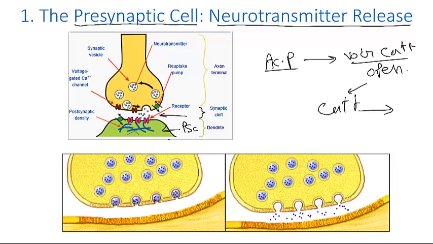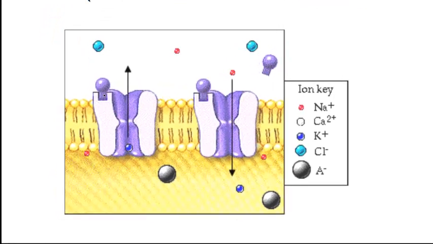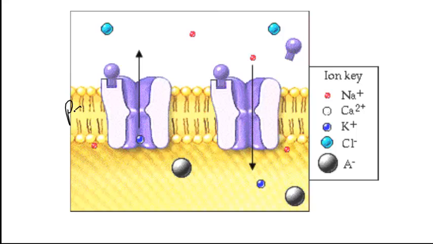Now, depending on whether it depolarizes or hyperpolarizes the postsynaptic neuron, there are different events and effects that we can see. The second step that occurs at the postsynaptic cell is known as receptor binding. When the neurotransmitter is released, it binds to the receptor on the surface of the postsynaptic neuron.